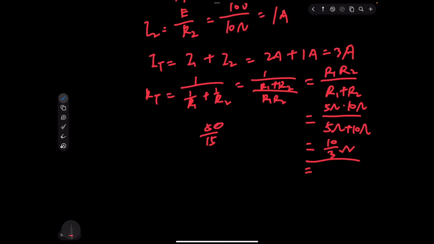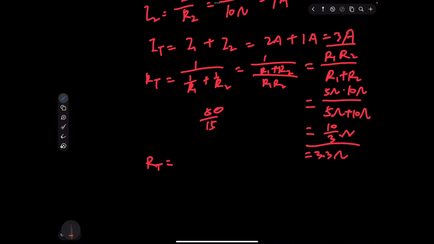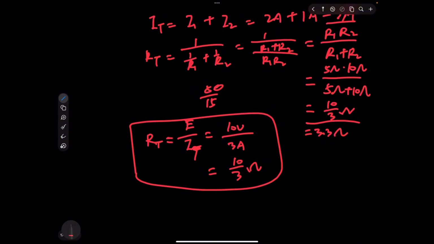Or, since we already have the total current, this is RT, which is 3.3 ohms. We can also get RT by using Ohm's law, E divided by IT. So E is 10 volts divided by IT, which is 3 amps. That will also give us 10 over 3 ohms. That's just another way to get the total resistance. But usually we use this formula for the parallel circuit.